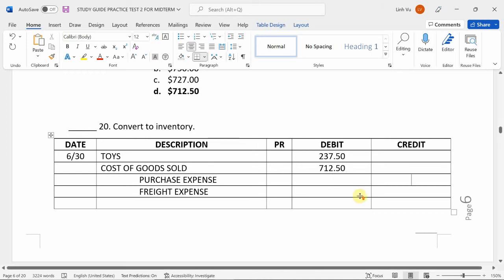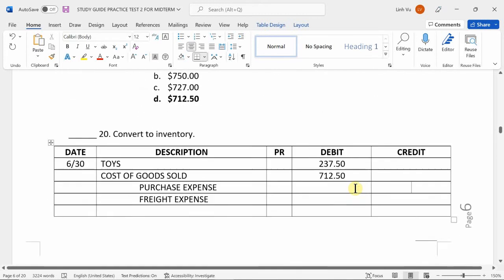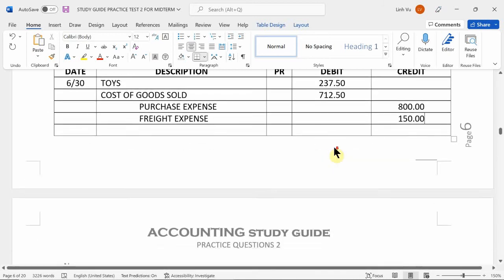Now, how many total did you purchase? You purchased $800 worth of inventory with $150 worth of freight. So there you go.